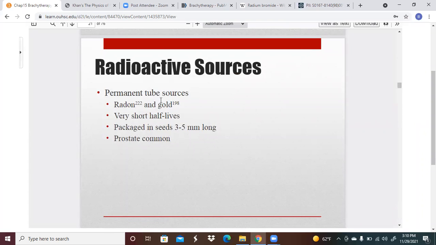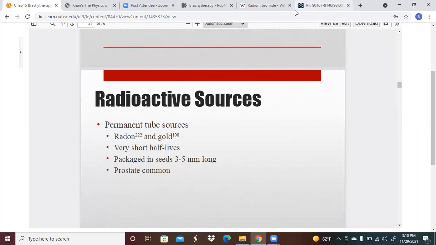For permanent tube sources, you have radon and gold, which have very short half-lives. You saw earlier it's close to 4 days there, I think. They are packaged in seeds that are 3 to 5 millimeters long, and they're common in prostate implants.